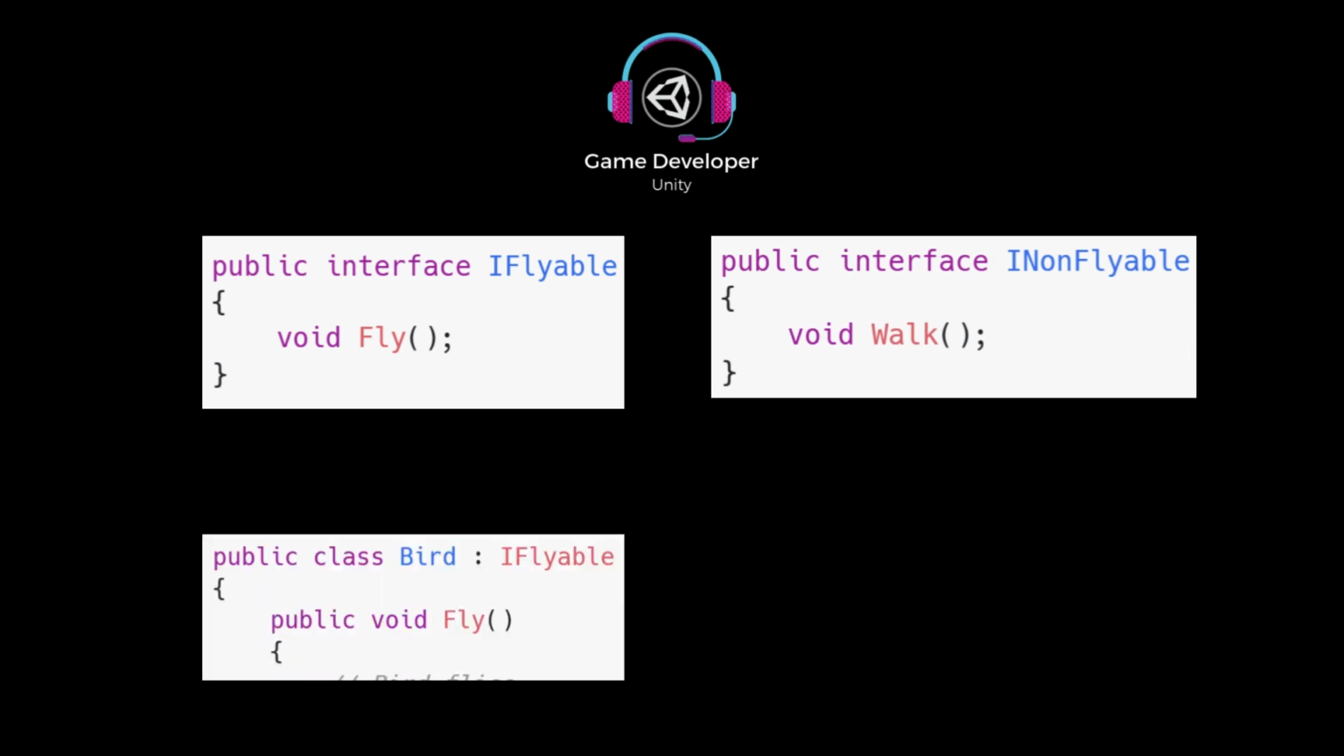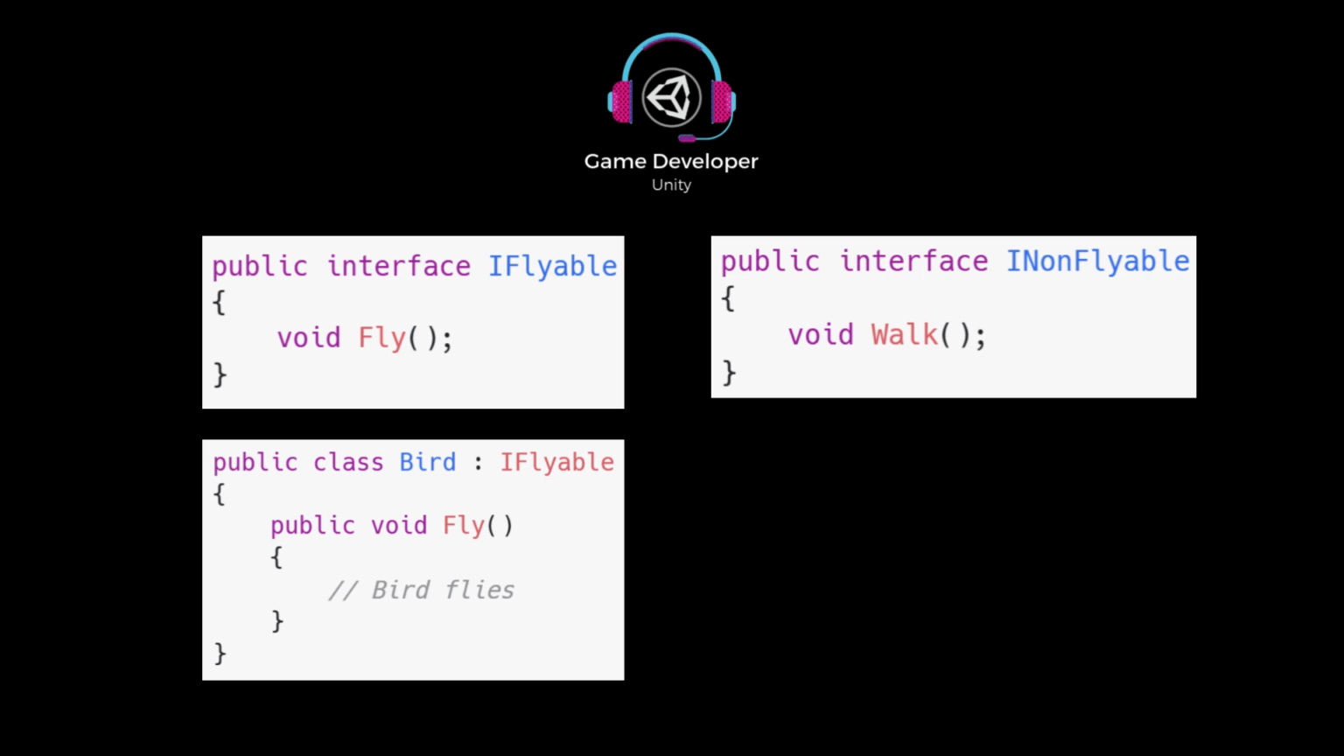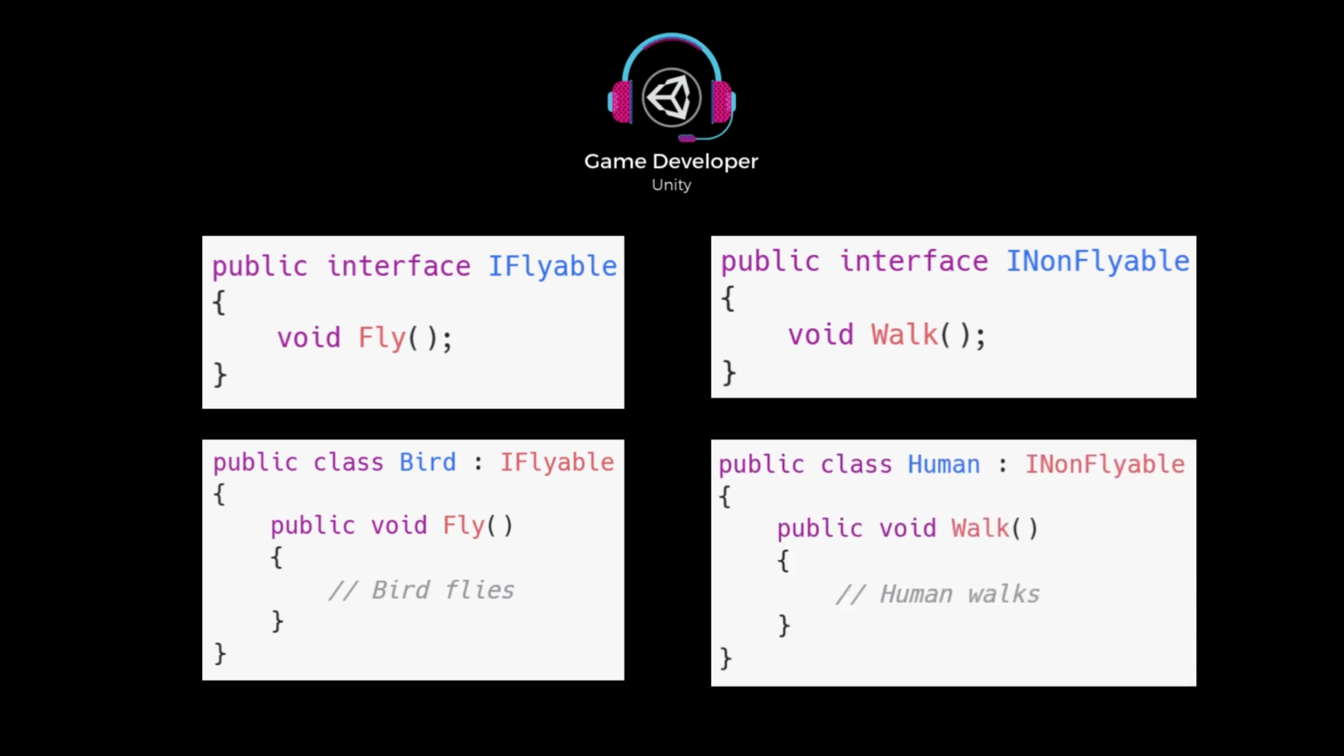The bird class implements the IFlyable interface and has the ability to fly. The human class implements the non-flyable interface and has the ability to walk. The interface segregation principle makes your code more modular and flexible. For example, if you want to add a new flying character, you only need to implement the IFlyable interface. This prevents the implementation of unnecessary methods and enhances the understandability of the code.